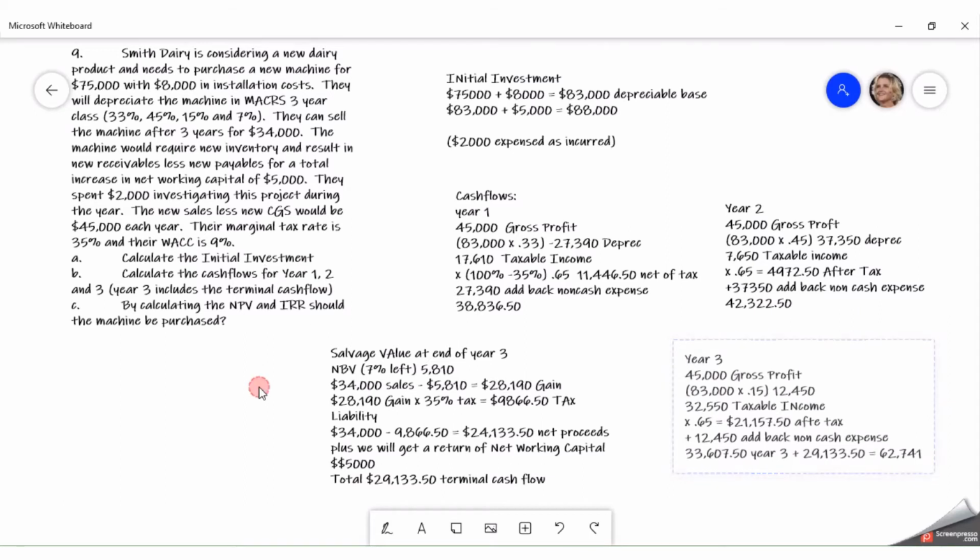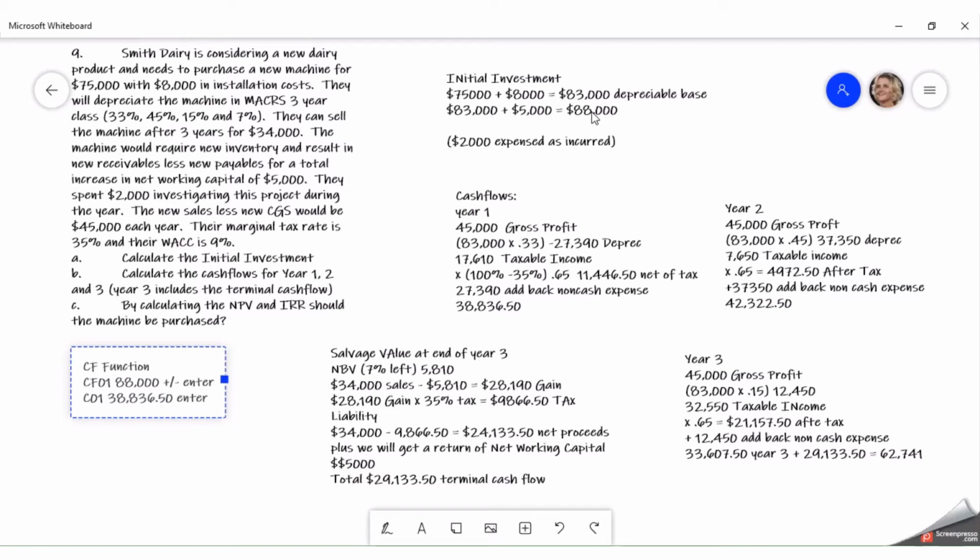So then finally, coming into our last step, which I will slide over here, we take these and we go to our cash flow function. So our cash flow for year 0 is going to be this 88,000. Make that negative by hitting the plus or minus button and then hit enter. Then our cash flow for year 1 is going to be the 38,836.50. Enter, and that frequency is 1.